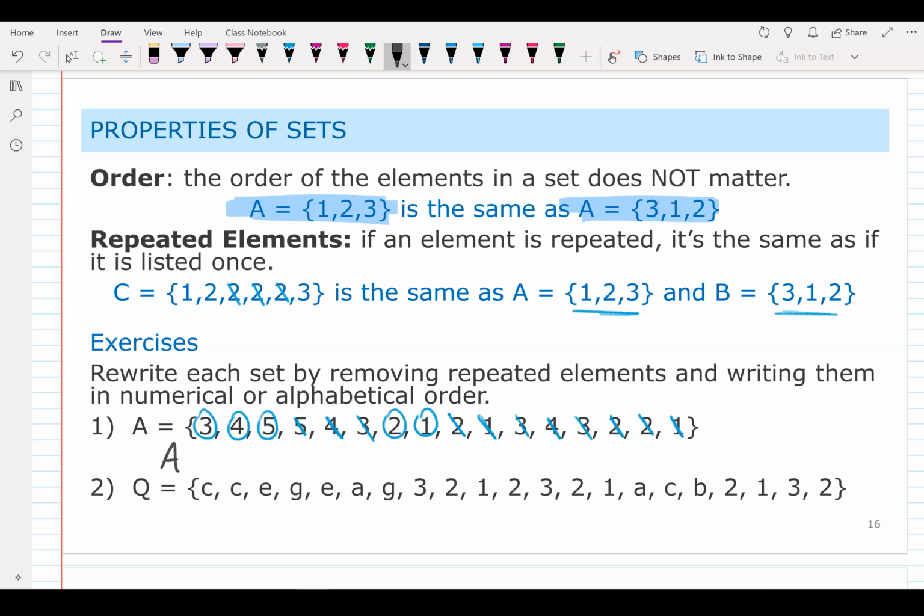So you can rewrite it. Do you want to rewrite it first and see if you get the same thing as me? What are you going to write? You have the numbers 1, 2, 3, 4, and 5. So 1, 2, 3, 4, and 5.